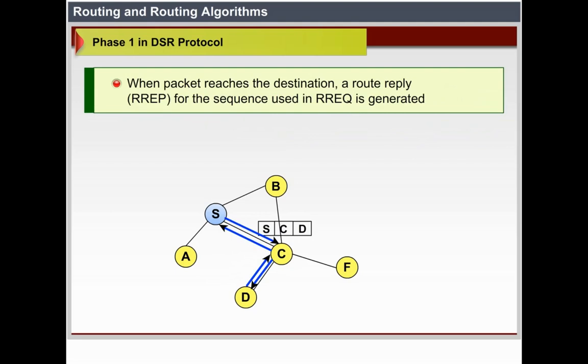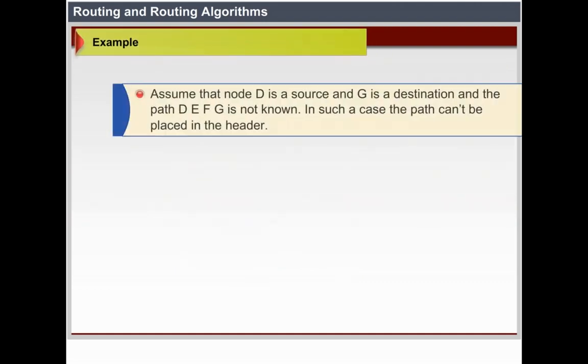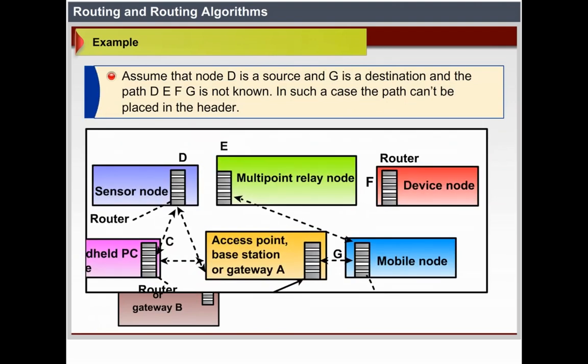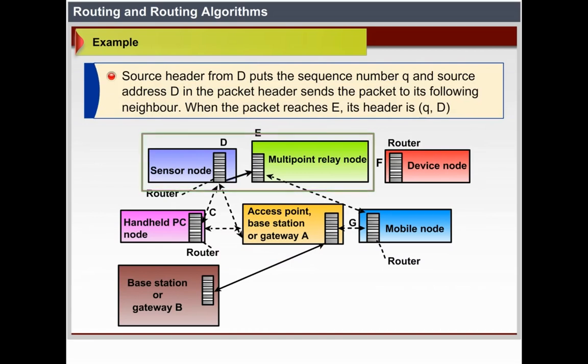When packet reaches the destination, a route reply RREP for the sequence used in RREQ is generated. On return path, the route cache builds up at each intermediate node for deployment at a later instant of phase 2. Example: assume that node D is a source and G is a destination and the path D, E, F, G is not known. In such a case, the path cannot be placed in the header. Source header from D puts the sequence number Q and source address D in the packet header and sends the packet to its next neighbor.